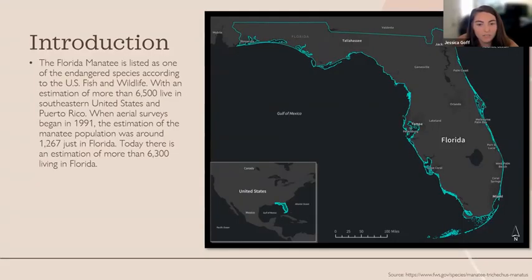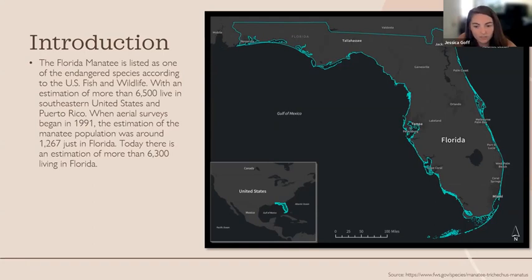So I'm focusing on Florida. The Florida manatees are listed as an endangered species. The type of environment that they need to survive in is mostly found on the coastal waters of Florida. In 1991, the U.S. Fish and Wildlife began conducting aerial surveys to figure out how many manatees were in Florida. During that time, only 1,267 manatees were estimated. Today, that number has grown to 6,300.